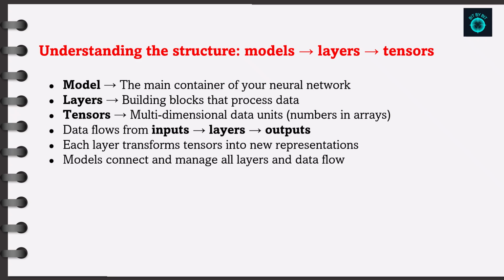Tensors are the data containers that flow through the network. You can think of them as multidimensional arrays that hold numbers. For example, an image or a batch of values. Every operation in Keras works with tensors. In simple terms, data enters the model as tensors, goes through a series of layers that transform it, and finally exits as predictions or output tensors. So remember the chain: models connect layers, and layers process tensors.